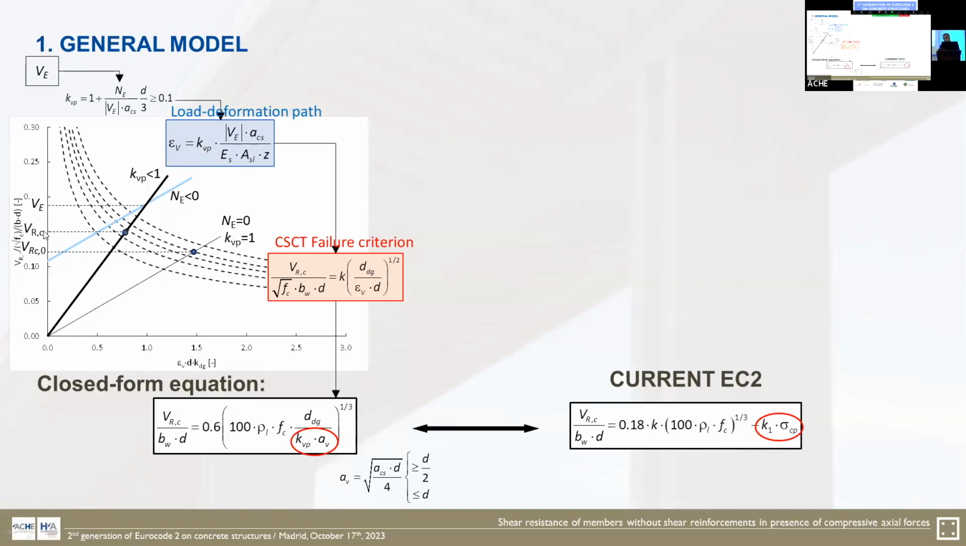provides the shear resistance and can be formulated as when there is no axial force by a closed form equation where the influence of the axial force is accounted for by the coefficient KVP and the mechanical shear span instead of adding a term.